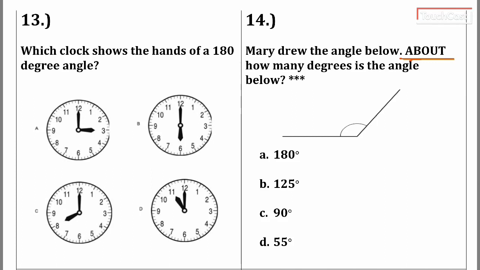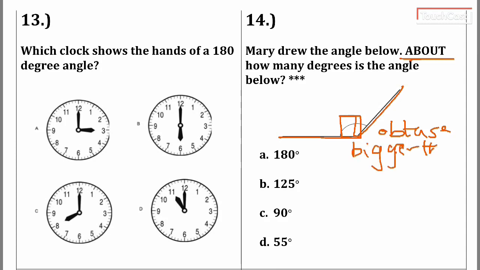All right, so we have this big old angle, and judging from the problem we just did, we know that this is an obtuse angle. And we know that obtuse is bigger than 90. So we can cross out 55 because that's acute. That's wrong. And we can also cross out 90 because it has to be bigger than 90. 90 would be a perfect right angle. So now we have two choices. We have A, 180, and B, 125.